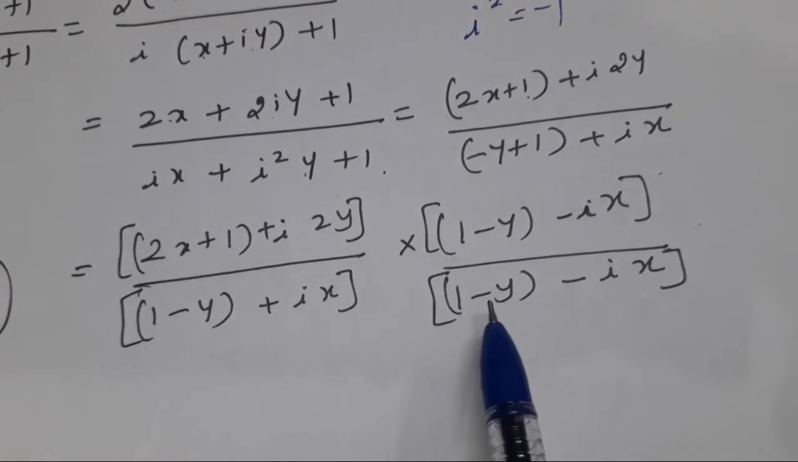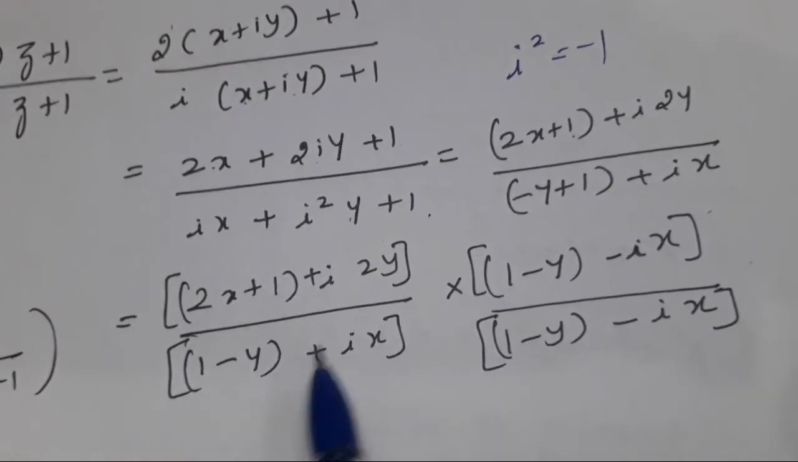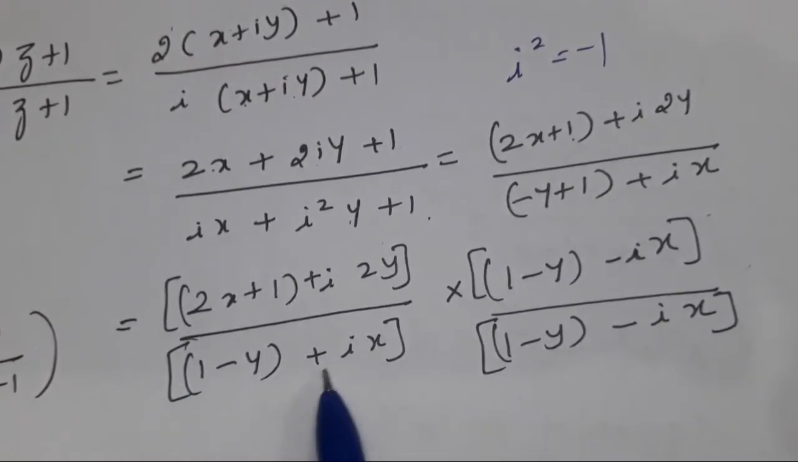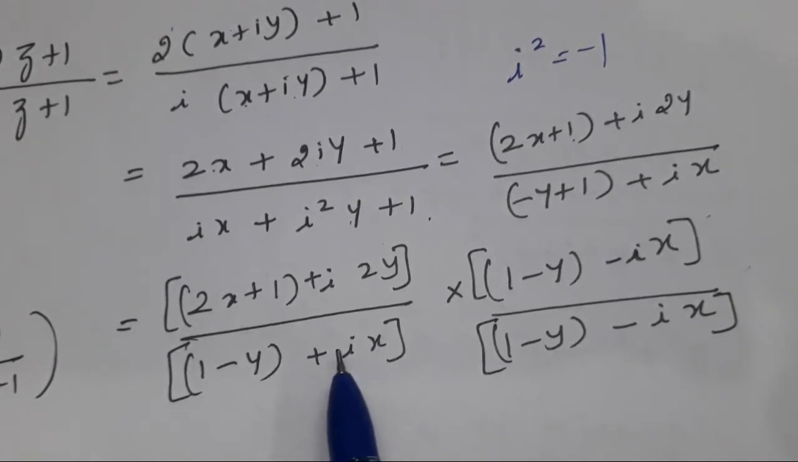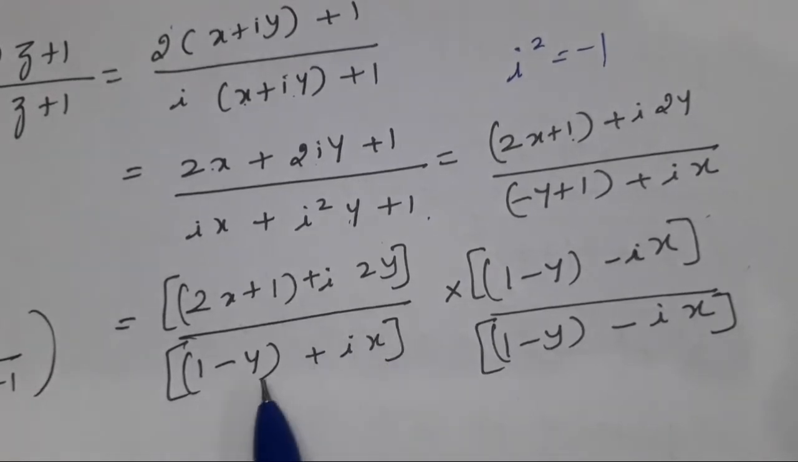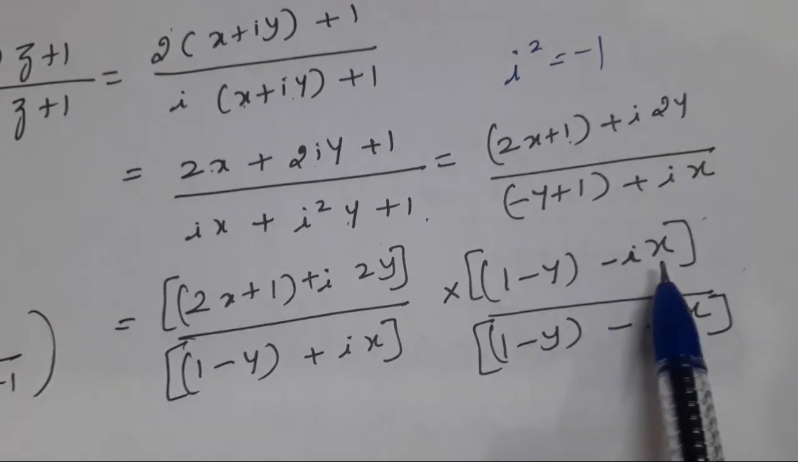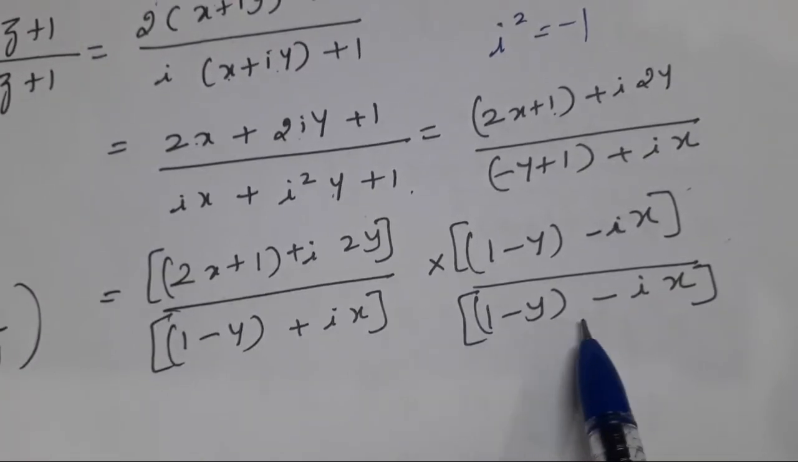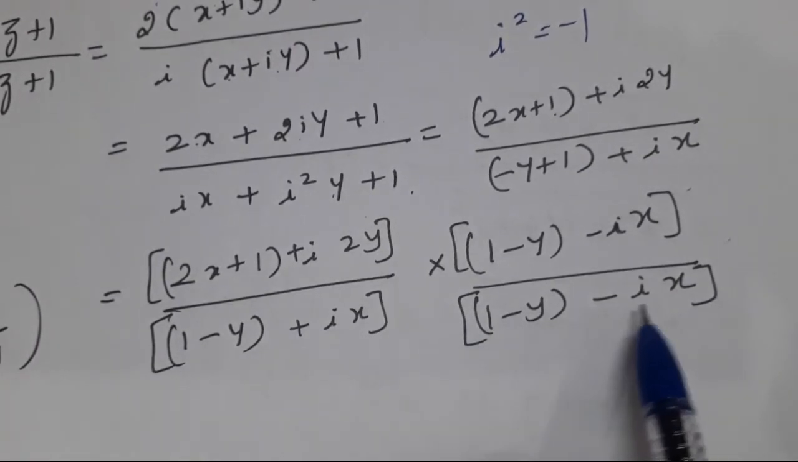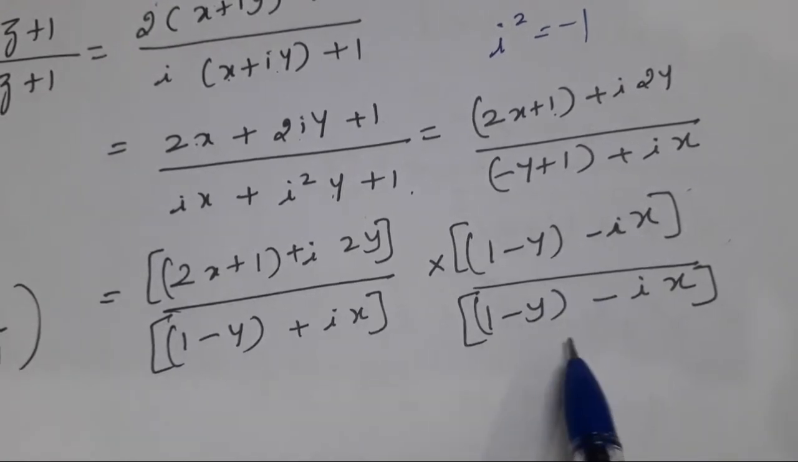Multiply and divide by its conjugate. So, what is the conjugate of 1 minus y plus ix? I already told you, for the conjugate of a complex number, only change the sign of the imaginary part. Suppose a plus ib, its conjugate is a minus ib. So 1 minus y plus ix becomes 1 minus y minus ix. Multiply and divide by its conjugate.